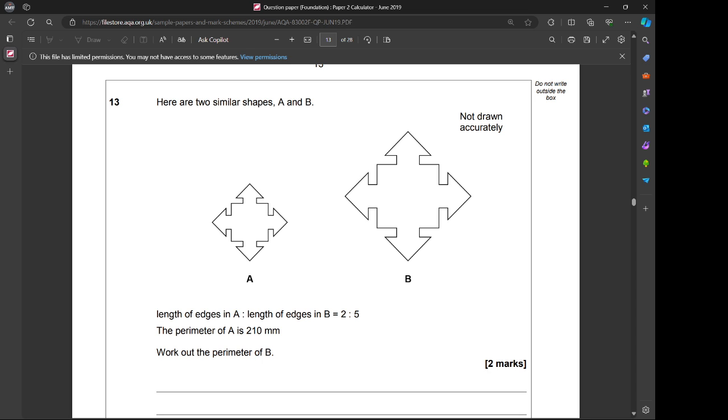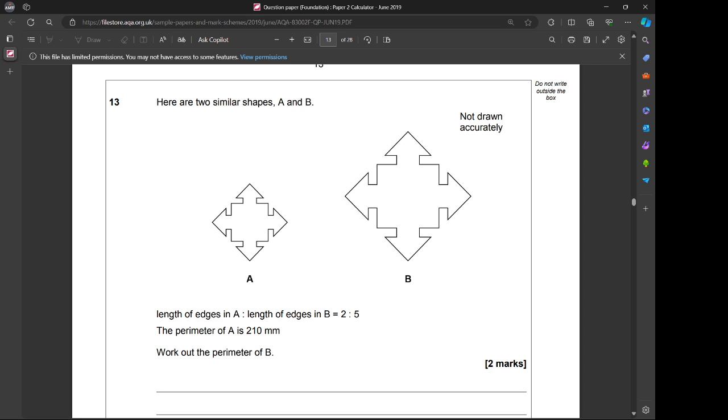Okay, Iron's got an answer. Should we check if he's right? Let's talk about it. Question number 13. Here are two similar shapes, A and B. The ratio of the lengths of edges in A to edges in B is 2 to 5. The perimeter of A is 210. Work out the perimeter of B.